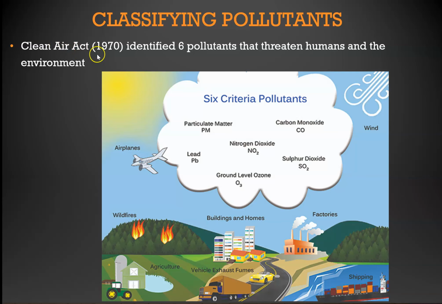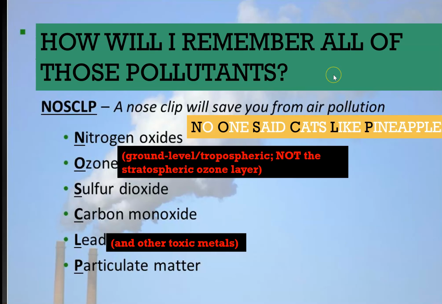So the Clean Air Act is important for a lot of reasons, especially because it identified the 6 key pollutants that threaten us and our environment. These are the 6 here in this cloud, and the sources are all around. But you will need to know these 6, and it's very important. And I have a very easy way of remembering it in case you're wondering how you will remember all of these pollutants. There are a couple different ways.